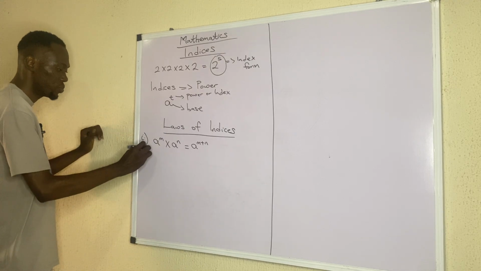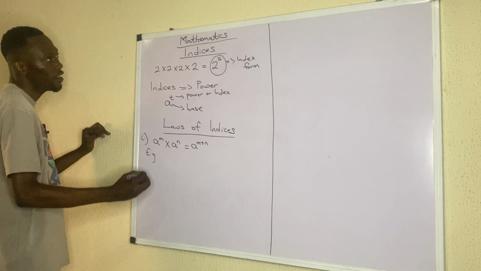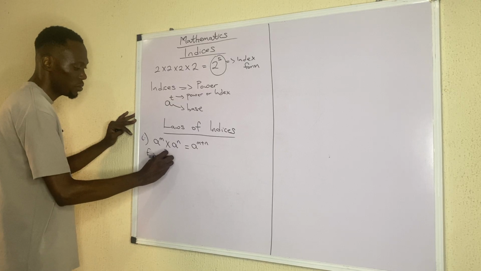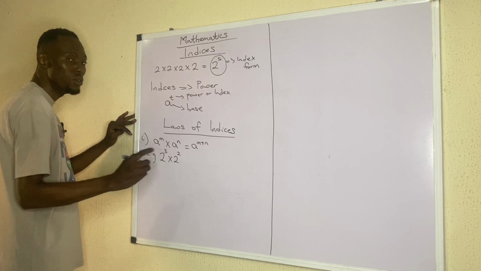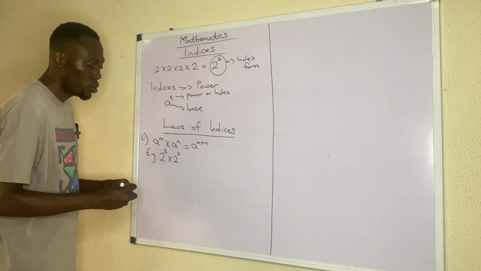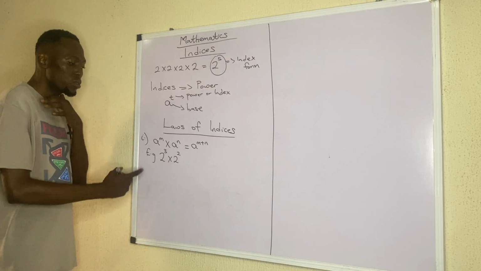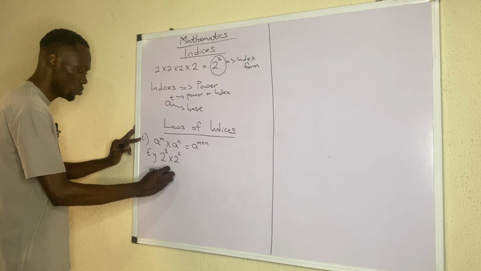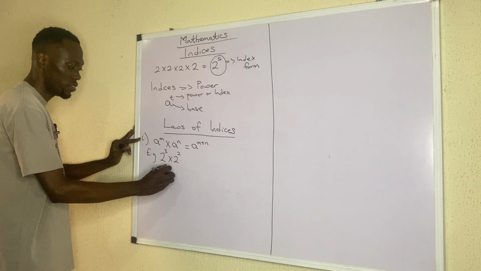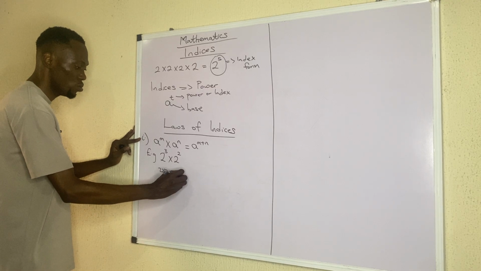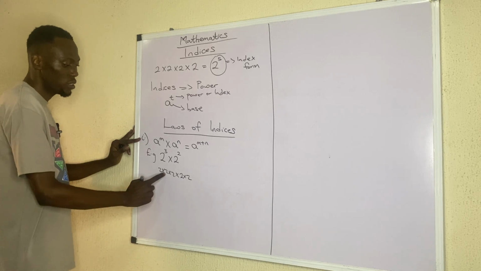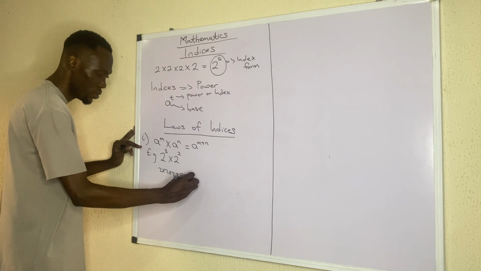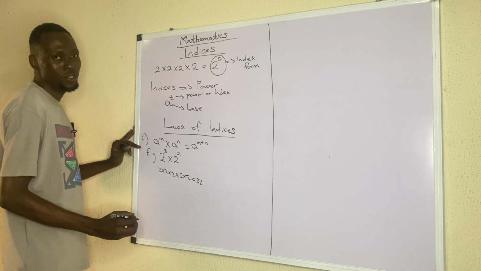For example, if I have 2 raised to the power 3 times 2 raised to the power 2. Remember, in your primary school, or rather in your year 7, if you are told to solve this type of thing, you will do 2 times 2 times 2, which is 2 raised to the power 3, right? And 2 raised to the power 2, 2 times 2. And you have 2 times 2, 4, 4 times 2, 8, 8 times 2, 16, and 16 times 2 will give you what? 32, right?